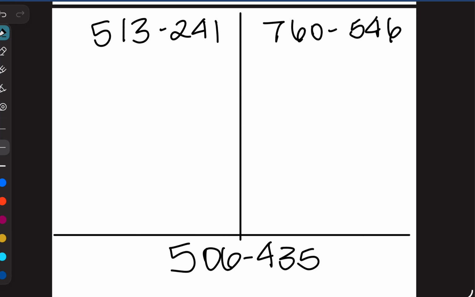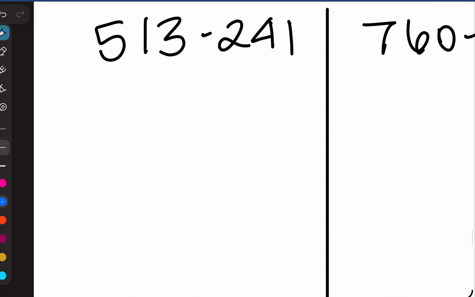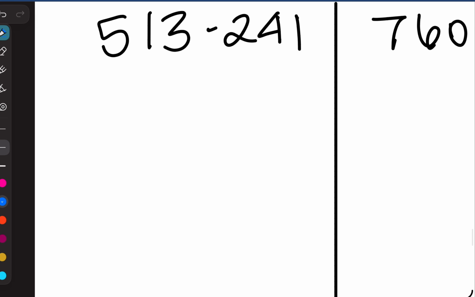Hello class. All right, so today I'm going to show you how to subtract using the standard algorithm. First things first, let's take a look at our first problem here. We have 513 minus 241. So I'm going to set this up vertically as 513 minus 241.